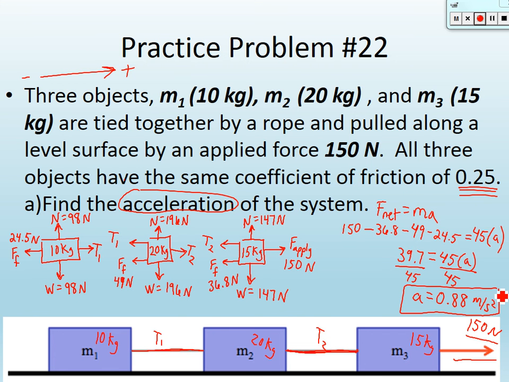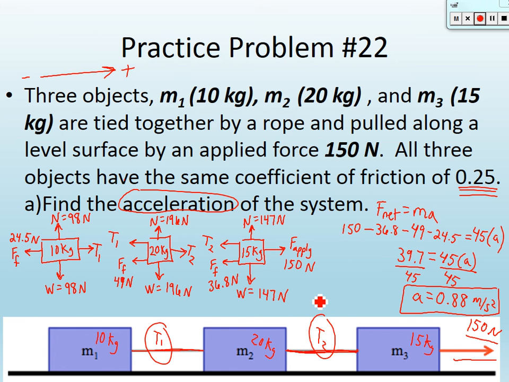How many of you guys got that? 0.88 meters per second squared. So all 3 of these rail cars are going to accelerate at 0.88 meters per second squared. Okay, that's key. Once you find the acceleration of the system, can I then go back through and solve for the tensions here and here? And the answer is yes. So how do we do that?